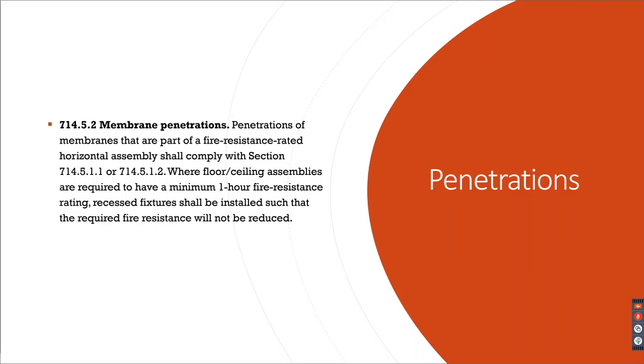And then penetrations that are part of a fire resistance rated horizontal assembly shall comply with 714.5.11 or 5.12. So we're back now to the membrane. So we talked about the through. Now we're talking about membranes through the horizontal assembly. Where floor ceiling assemblies are required to have a minimum 1 hour fire resistance rating, recessed fixtures shall be installed such that the required fire resistance will not be reduced.